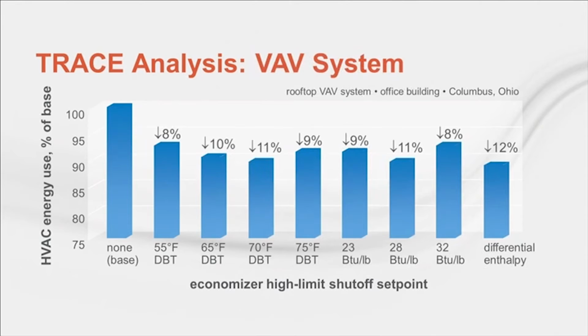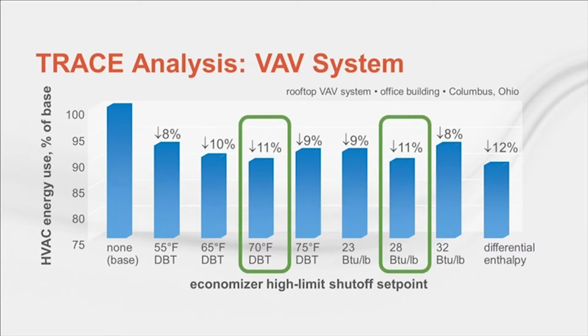The second study was for a rooftop VAV system serving an office building. In this case, the economizer reduced HVAC energy use by 8 to 12%. Again, the best set points for fixed dry bulb control and fixed enthalpy control were still 70 degrees and 28 BTUs per pound, which is consistent again with 90.1. For this particular example, differential enthalpy control resulted in the most energy savings. However, the other control types were pretty good too.